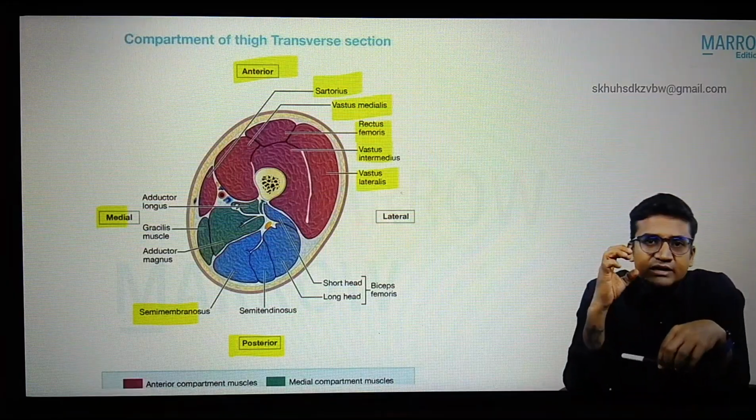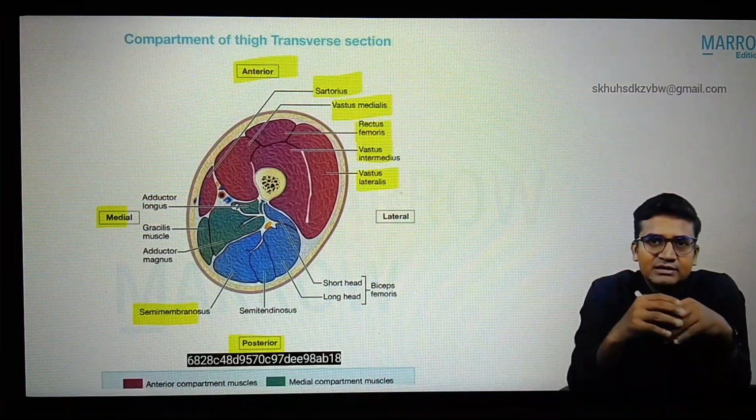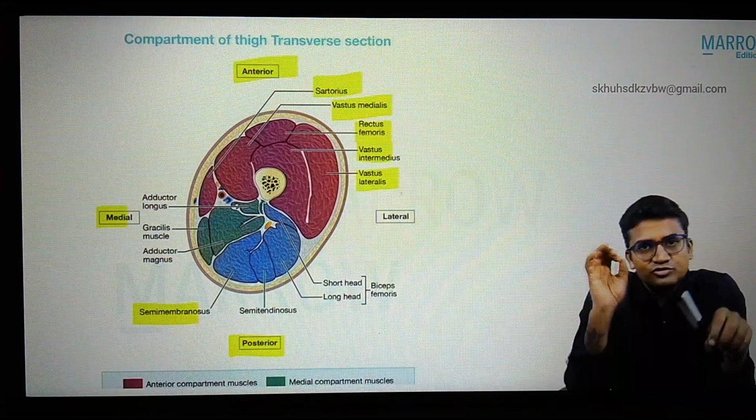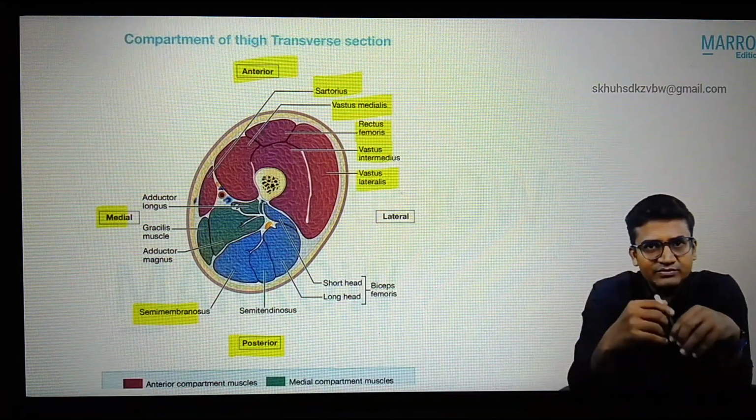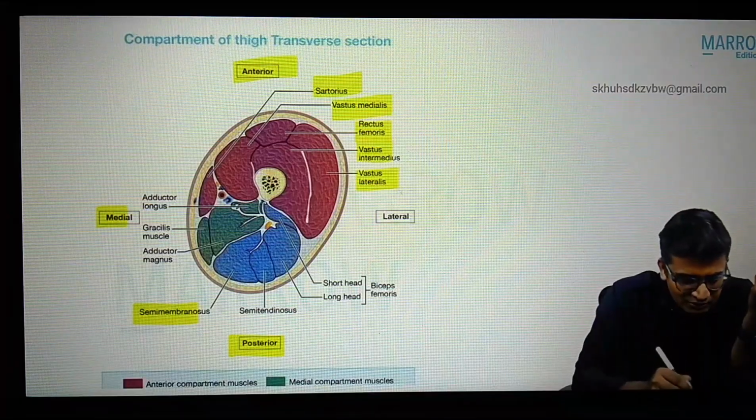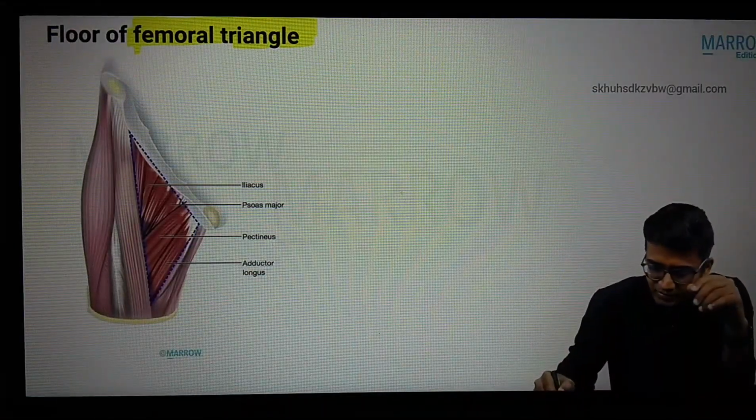See, in the front of thigh, in the upper 1/3, we have one surface landmark. That is our femoral triangle. So first we finish the femoral triangle and its contents, and then we can go to the muscles in the front of thigh, and then we discuss the nerves. Now, yes, this is the femoral triangle.